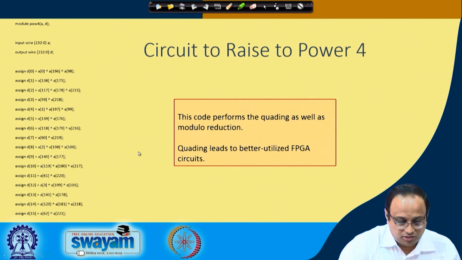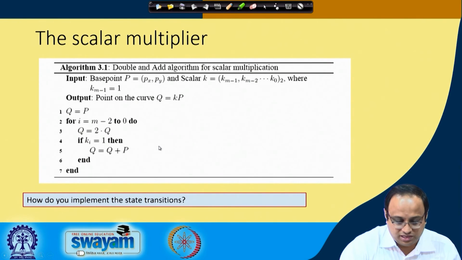Okay. And you can also observe that the entire architecture just has XORs, because power of 4 in a characteristic 2 field is a linear operation. So, essentially you do not need any explicit AND gates, you can do the entire operation just by using exclusive ORs. So, finally, you have got the scalar multiplier.